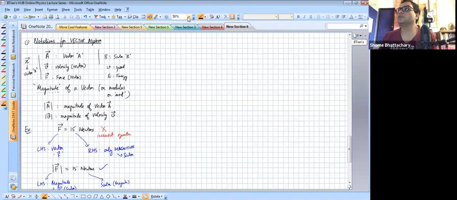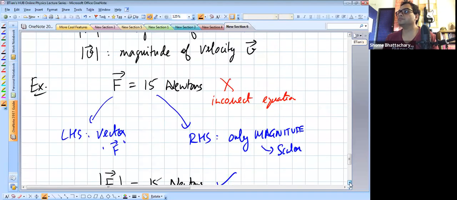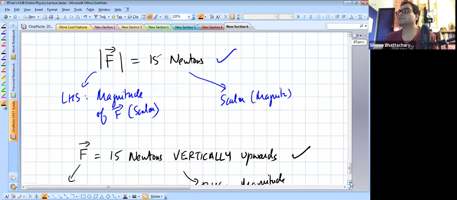Alright, people. So this is just about correct notation. Okay, next up.